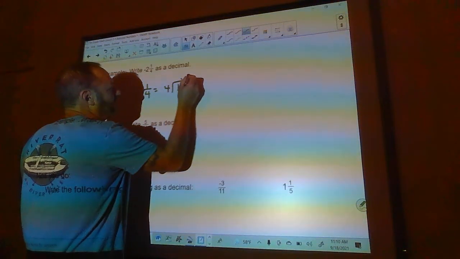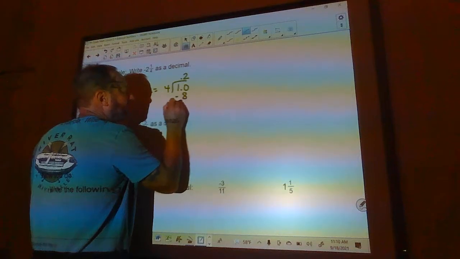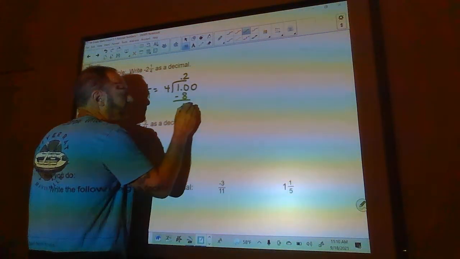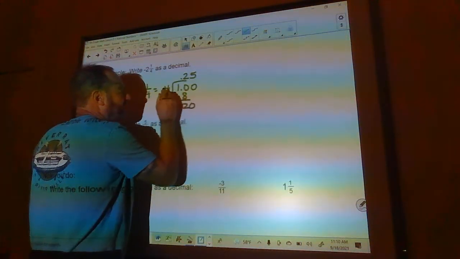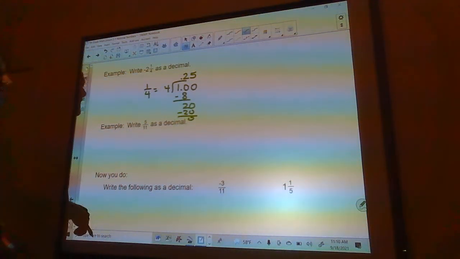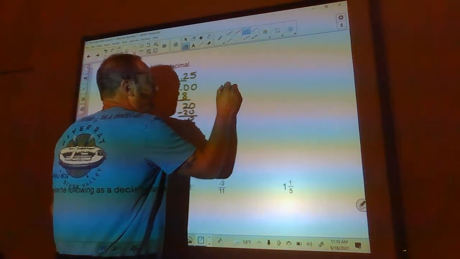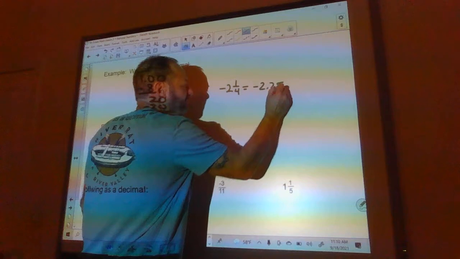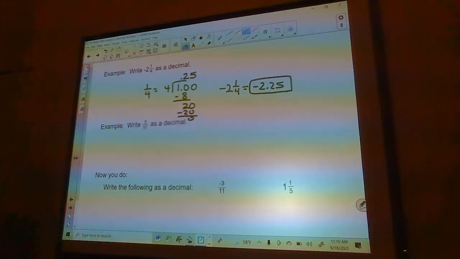4 goes into 10 2 times. 2 times 4 is 8. Okay. Subtract, I get 2. Put another 0, drop that down. 4 goes into 20 5 times. 5 times 4 is 20. And it ends. So that's a terminating decimal. So 1/4 is 0.25. So I would write -2 1/4 as -2.25. That's my decimal.